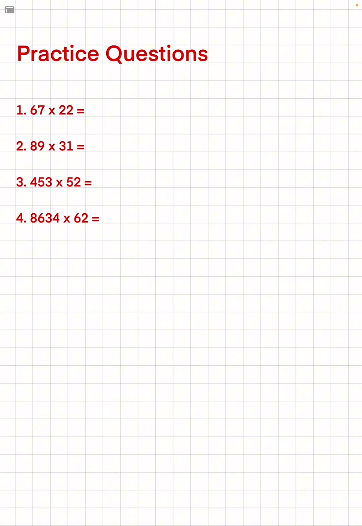The first calculation is 67 multiplied by 22. Remember to align the tens and the units. The first thing we're going to do is multiply this digit by each digit at the top. So 2 times 7 is 14. Put the 4 down and carry the 1. 2 times 6 is 12. Add 1 is 13.